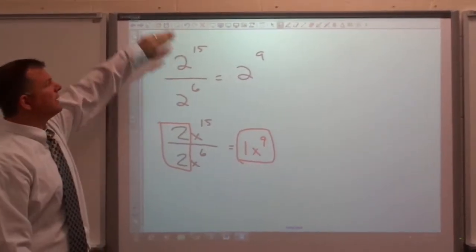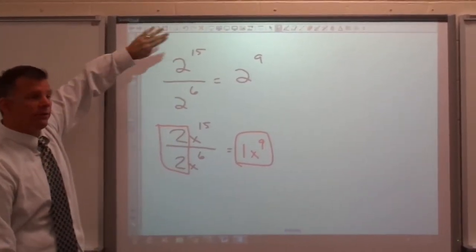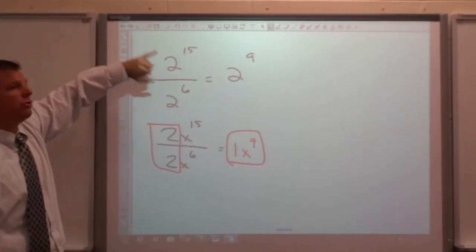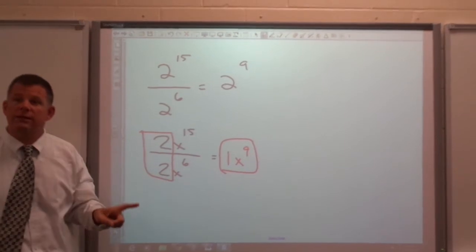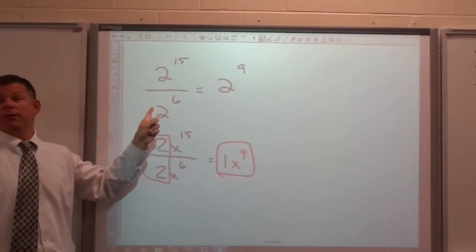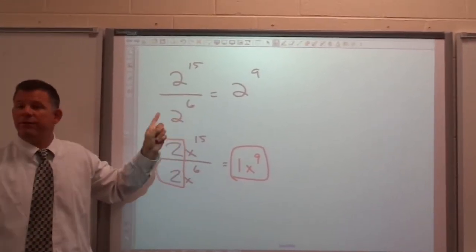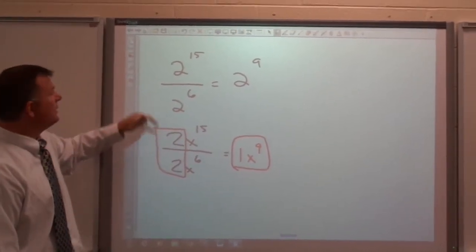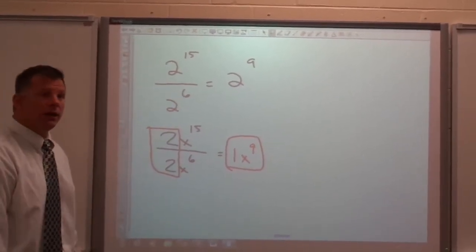Here, remember, this is like 2 times 2 times 2 times 2 times 2, 15 times, and this is 2 times 2 times 2, 6 times. So is the 2 a coefficient or is it a base in the top problem? It's a base, and that's why you don't change it. This is just going to be 2 to the 9th.